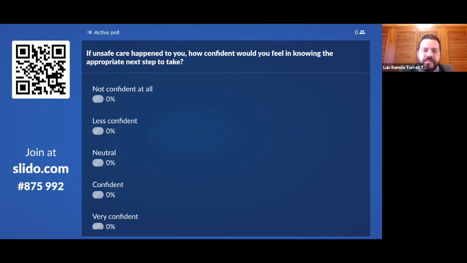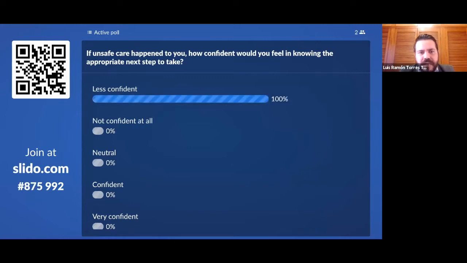And just like Sarah told you before, you can log in to Slido for answering this question. If unsafe care happened to you, how confident would you feel in knowing the appropriate next step to take? This is a scale of 1 to 5, with 5 being the most confident. So you can answer in real time.